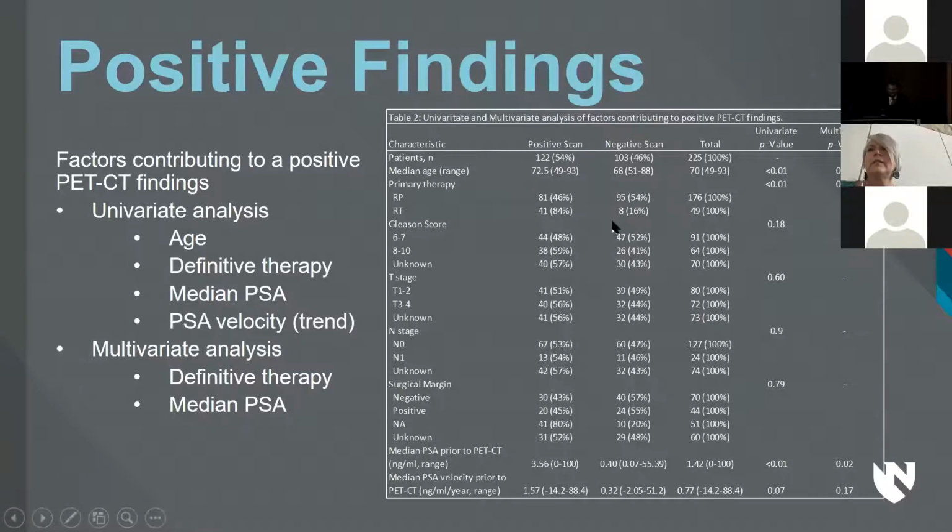Patients that underwent definitive radiation therapy were more likely to have a positive finding compared to those that underwent a prostatectomy. And this may take a little bit further explanation in that we were concerned that some of these positive findings may actually not represent prostate cancer, but rather prostate tissue. Median PSA was identified on univariate analysis to be significant. There was a trend to PSA velocity that did not meet significance. On multivariate analysis, again, definitive therapy was associated with a positive scan, and median PSA at the time of the scan. So a higher PSA was associated with a positive scan.